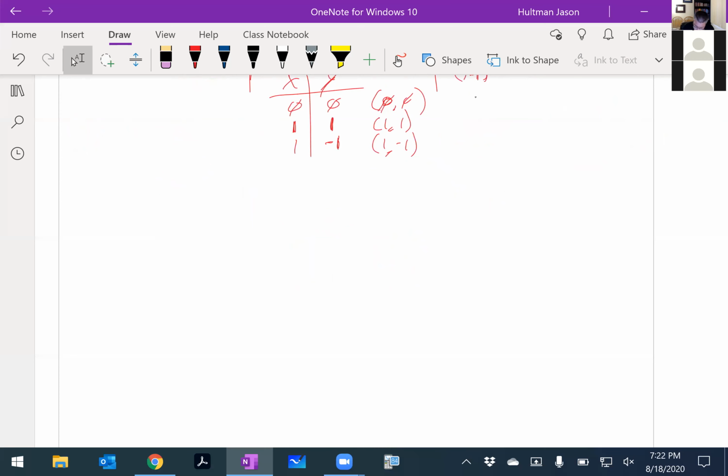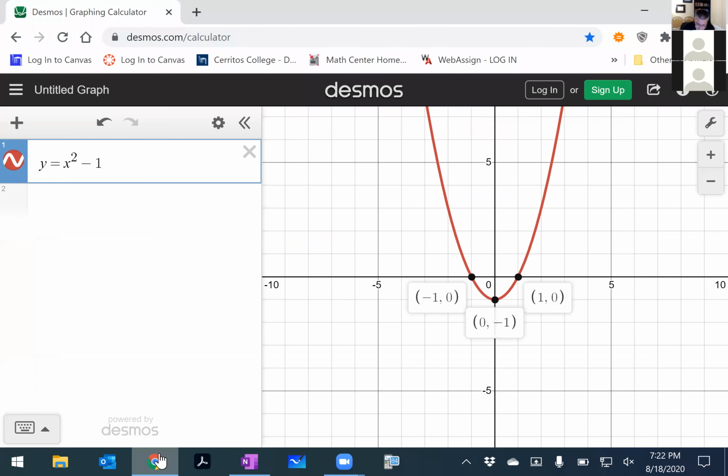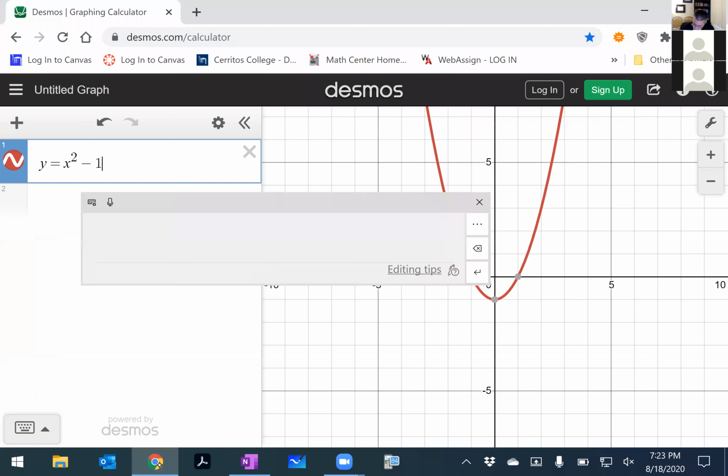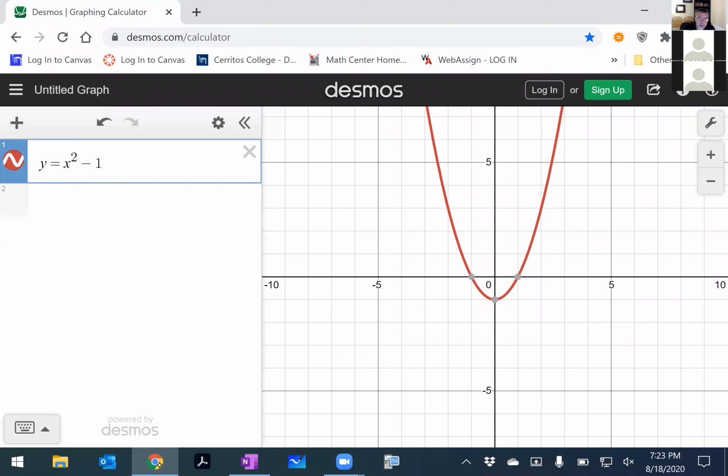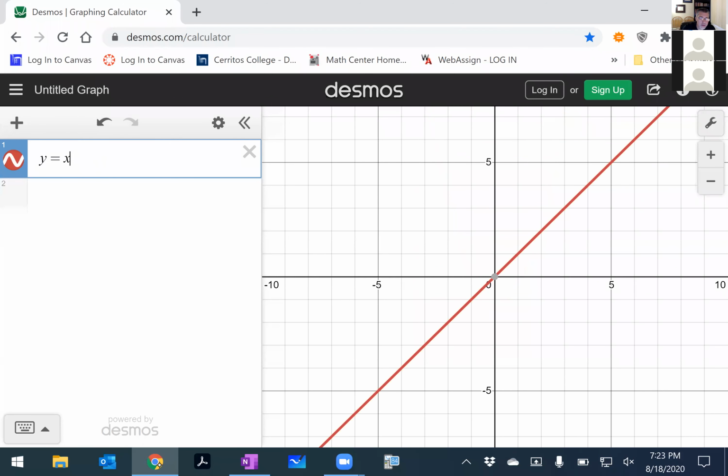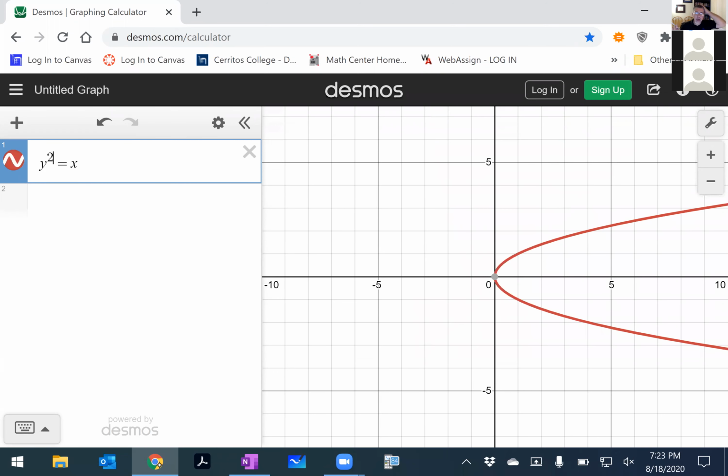Okay, and oh yeah, can we use Desmos to graph this thing? I don't know, honestly. I don't know if it will allow me to. Let's see. It may not like it. But what happens if I square the y? If I do y squared. Yeah, it still likes it. Okay, and so you can see that y squared equals x. It does go through those points, 1, 1 and 1, negative 1.